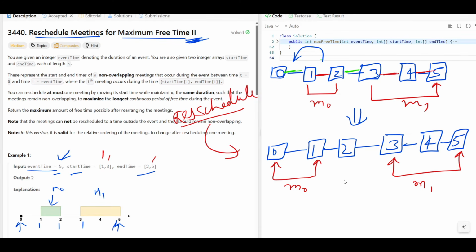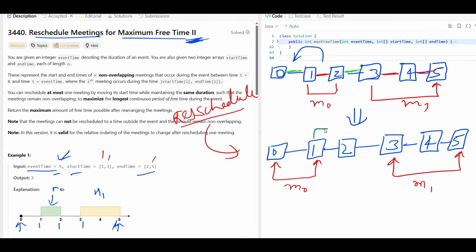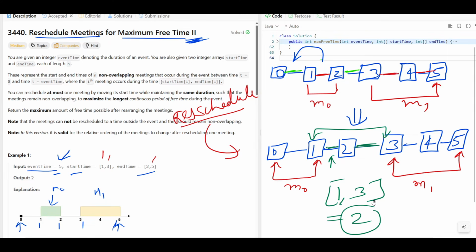Can we say, aha, now the free time between 1 and 3, what is the free time now? This is the free time. From here to here is free time, right? Meaning 1 to 3 we have free time, right? And how many units is that? 2 units. 1 unit is here at this point and 1 unit is here, so 2 units, right? And that's the best we can do, right? And that is why our answer is coming 2. Can we say that? We can say that, right?